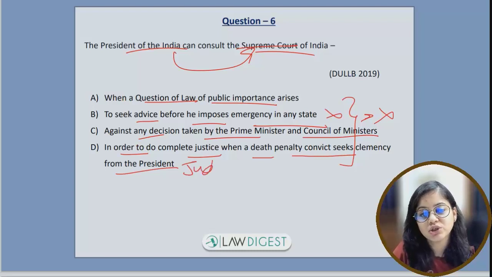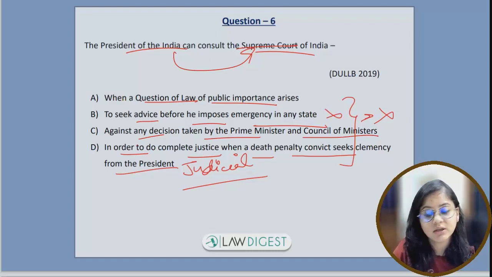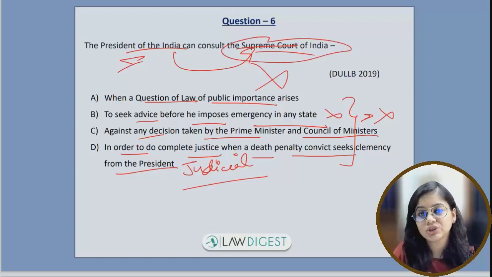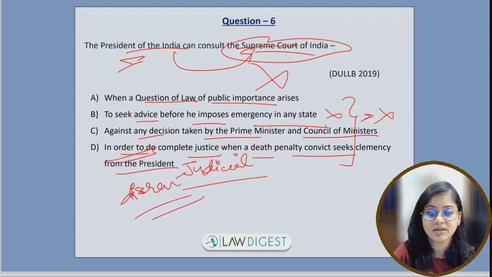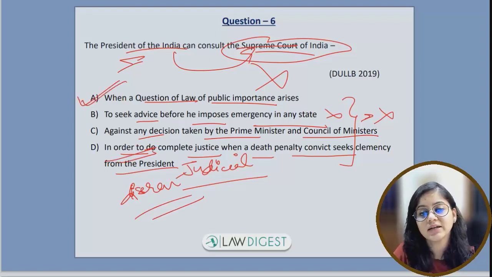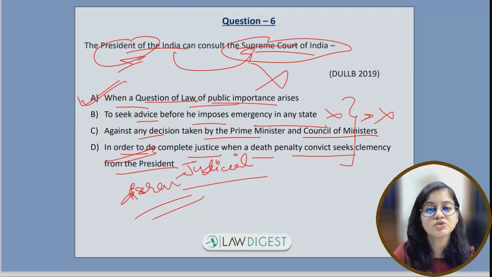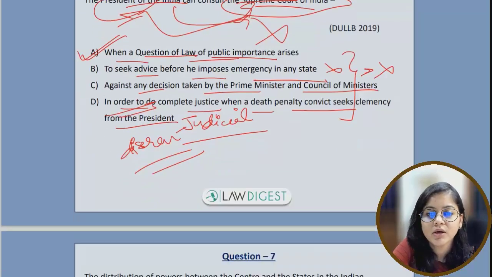President के पास ये judicial power है to grant clemency to any person who's a convict, and this the president is exercising at his own discretion. जब सुप्रीम कोर्ट से भी रिजेक्शन आ गया है, अपील रिजेक्ट हो गई है, तब जो पिटिशन है क्लीमेंसी पिटिशन वो प्रेसिडेंट के पास जाती है. प्रेसिडेंट अपने डिस्क्रिशन के हिसाब से इस मैटर पे एडवाइस देता है. Therefore the correct answer is option A, that is when a question of law of public importance arises, तब प्रेसिडेंट सुप्रीम कोर्ट को कंसल्ट करता है.